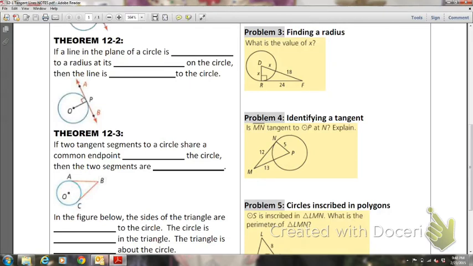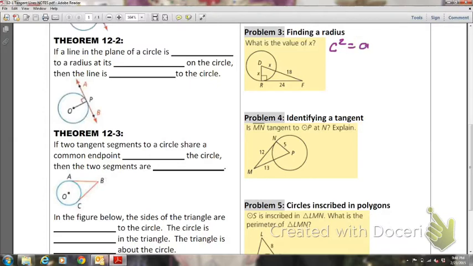Problem 3, we're finding a radius. So look at the diagram and it wants to know the value of x, where x is the radius of that circle. So it's showing us that RF is a tangent to the radius. So we have a right triangle. So let's use the Pythagorean theorem.